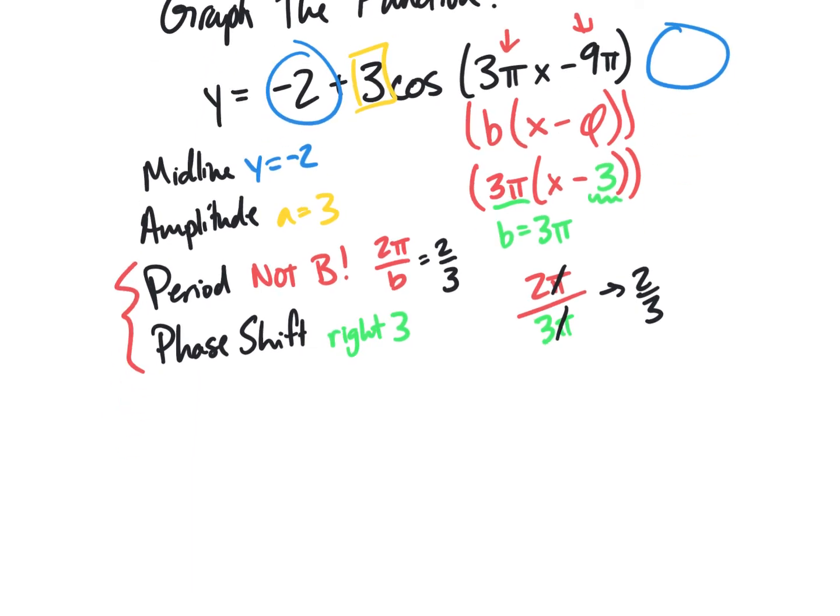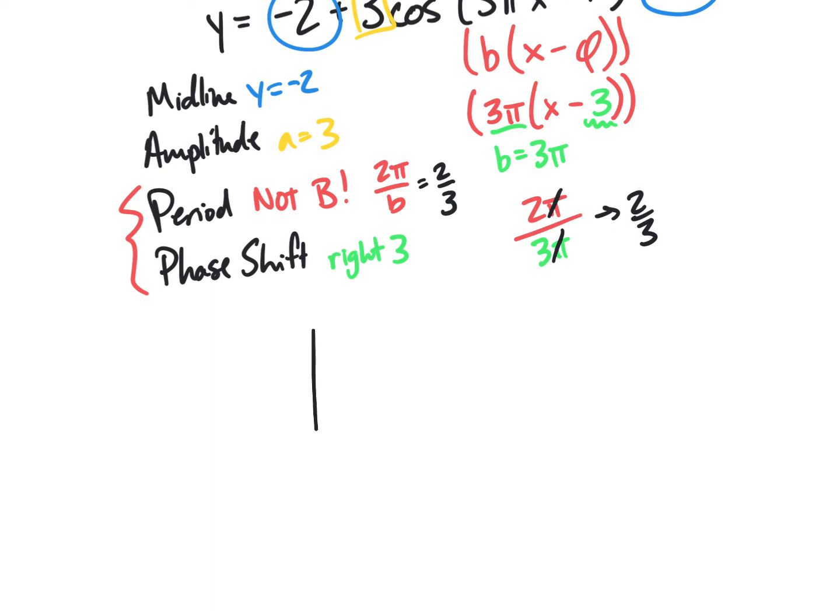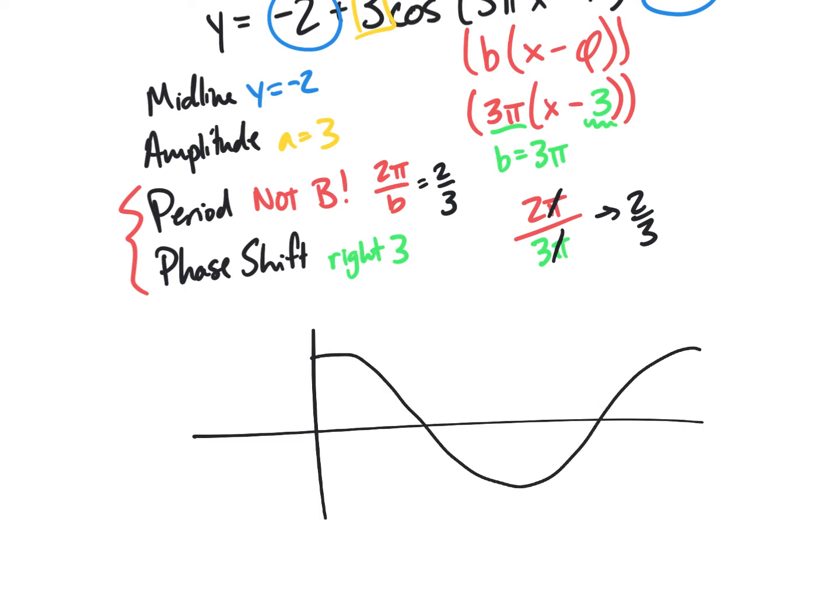Okay, so it's a cosine function, and so I'm going to start with my graph of what cosine looks like. So it's kind of like that. Normally this is 2 pi. But because we know that our period is 2/3, we're going to instead label the end of the cosine function not 2 pi, but 2/3.